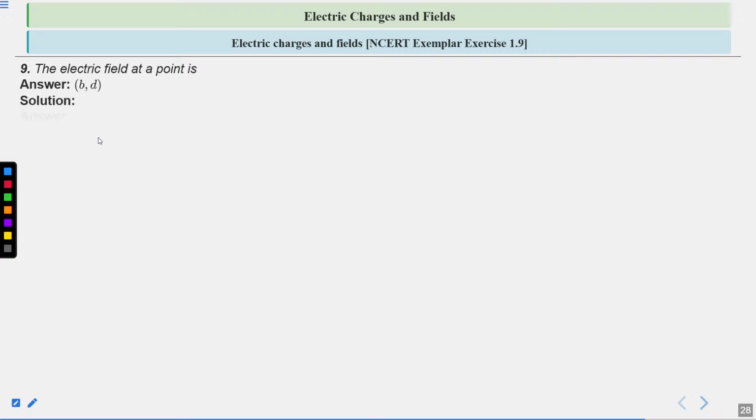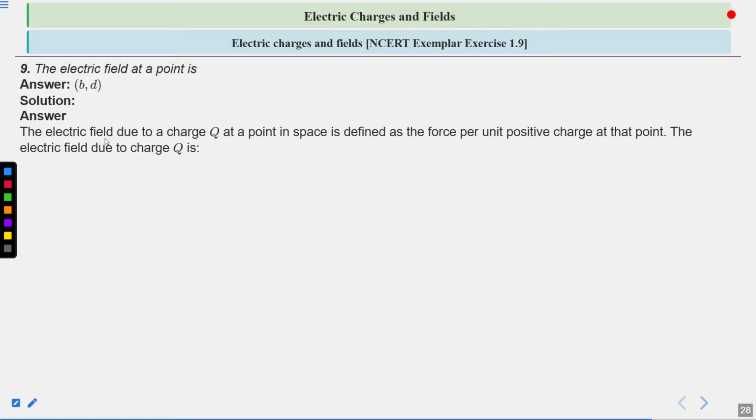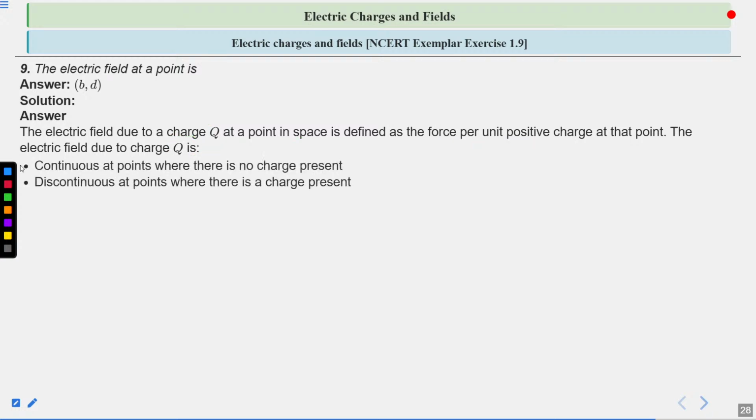Solution. Here the electric field due to a charge Q at a point in space is defined as the force per unit positive charge at that point. The electric field due to charge Q is, first, continuous at points where there is no charge present. Second, discontinuous at points where there is a charge present.